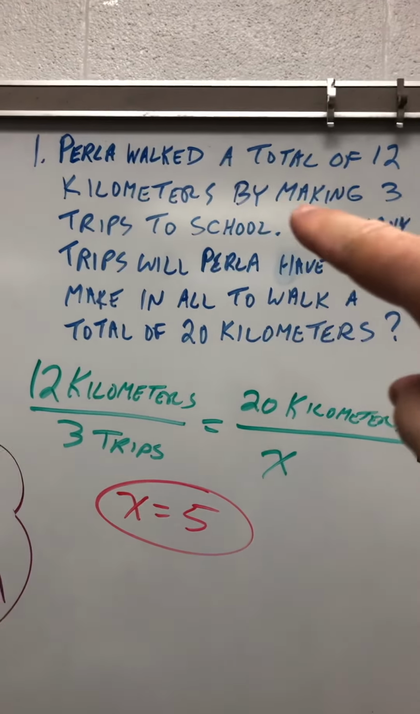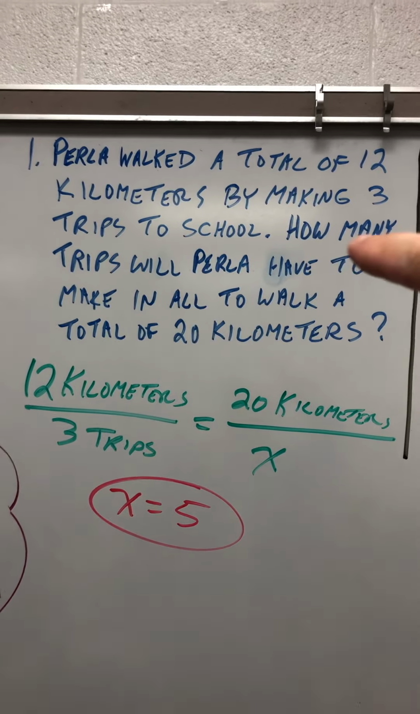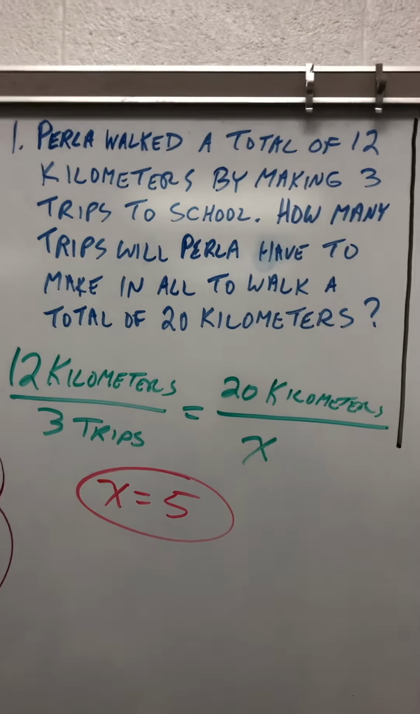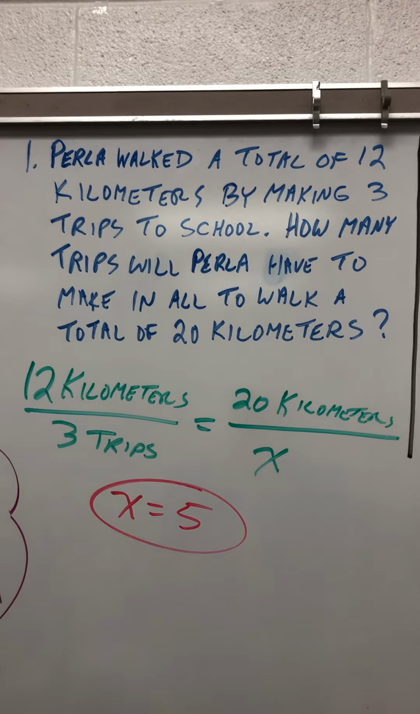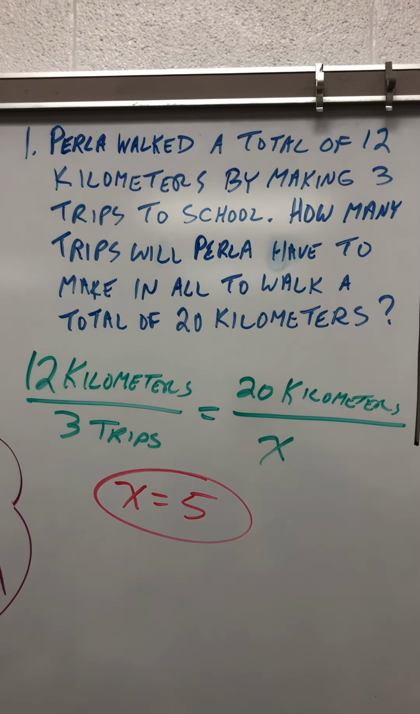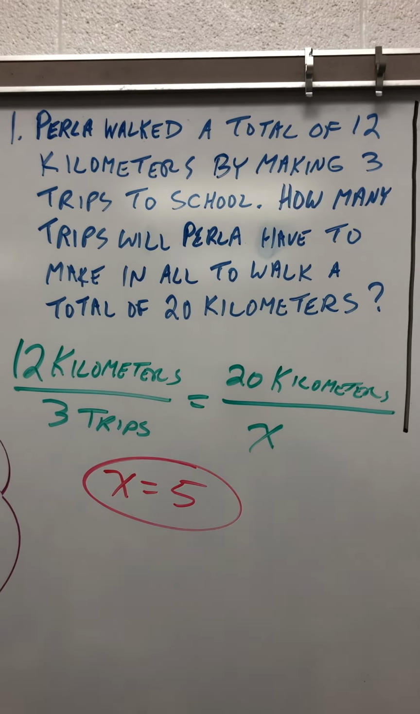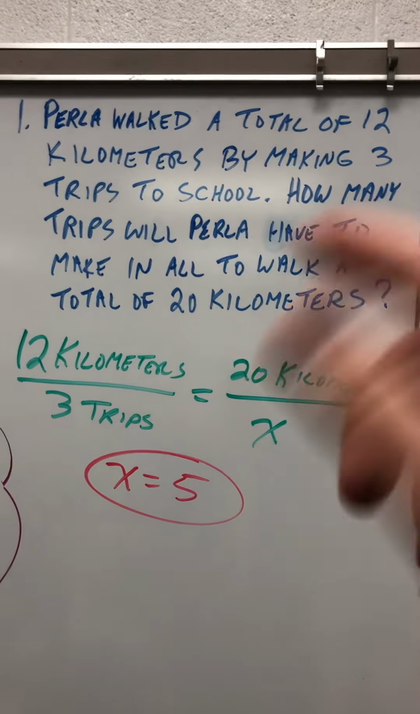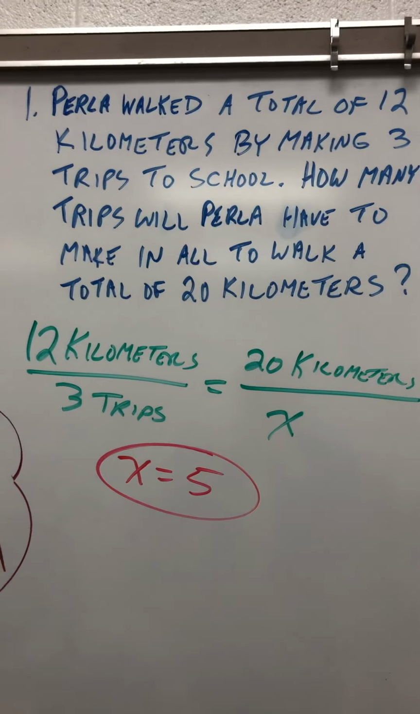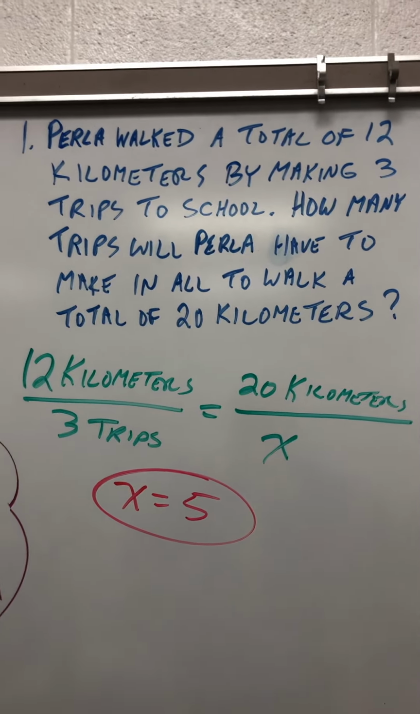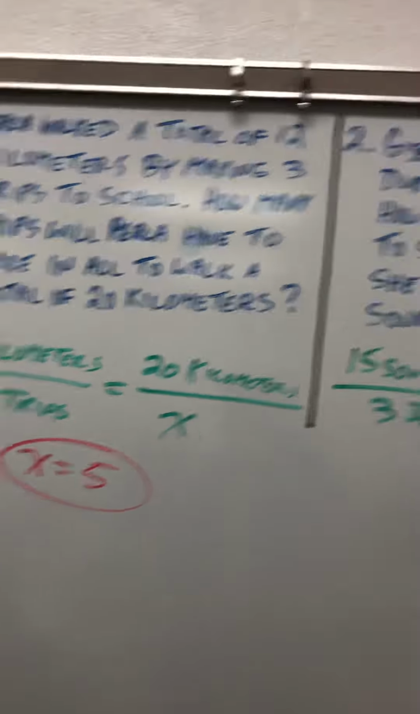You could just say this. If Perla walked a total of 12 kilometers by making 3 trips, isn't that 4 kilometers per trip? So how many trips will it take her to go 20? Well, 4 times what is 20? Well, 5. That's the other way to do it.